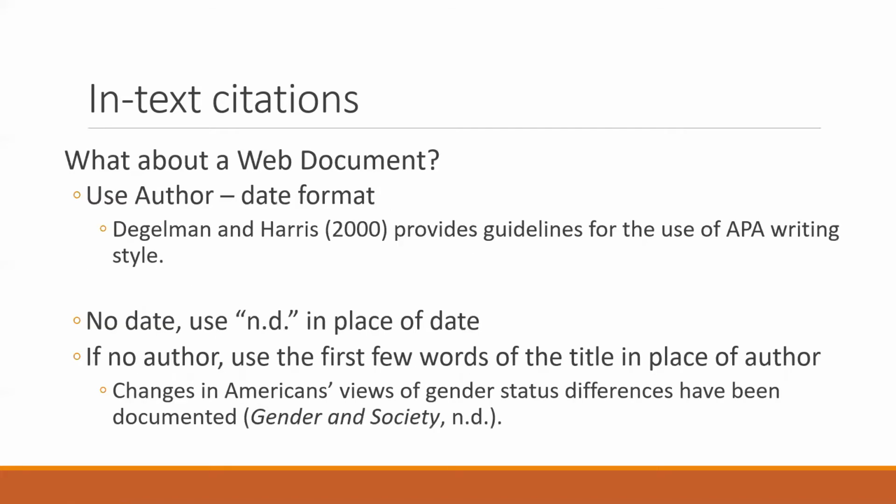Okay. What about a web document? This we'll see more of than I'd like to see in this class. Everyone likes their web documents. Use the author date format. So following that same style, in this case we have two authors, Dengelman and Harris, 2000, provided guidance for the use of APA writing style. If there's no date, use the abbreviation ND in place of the date. If there are no authors, use the first few words of the title in place of the author.